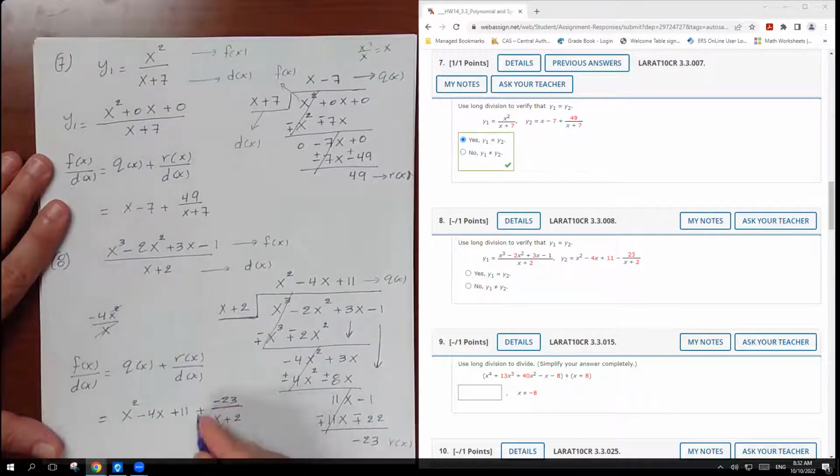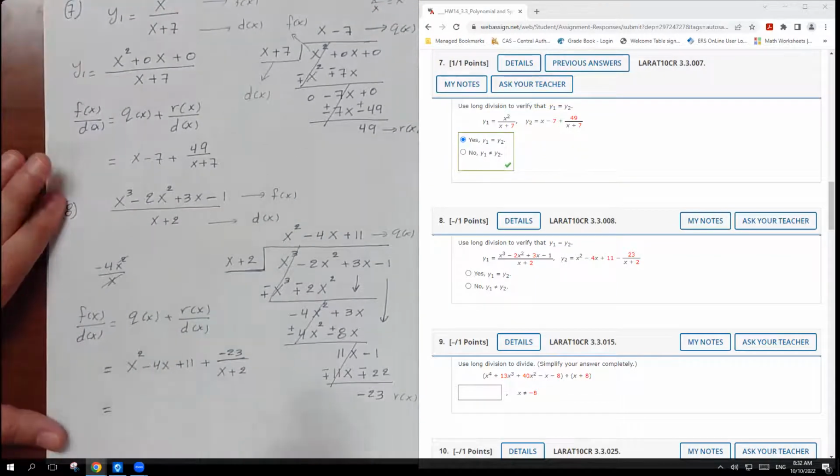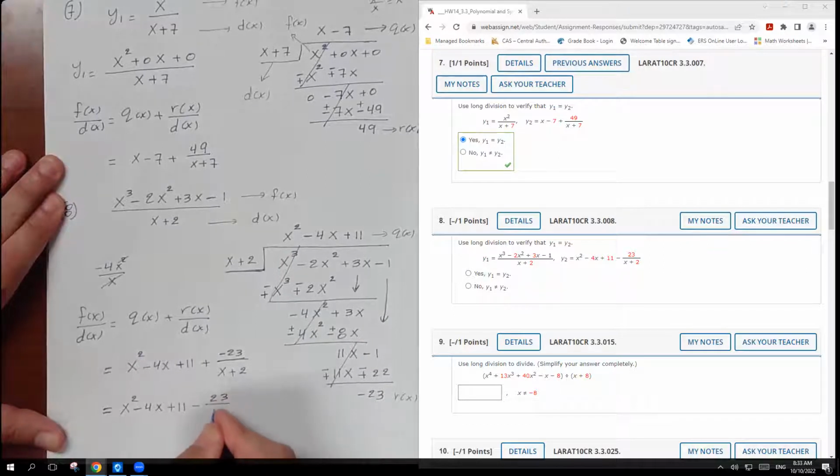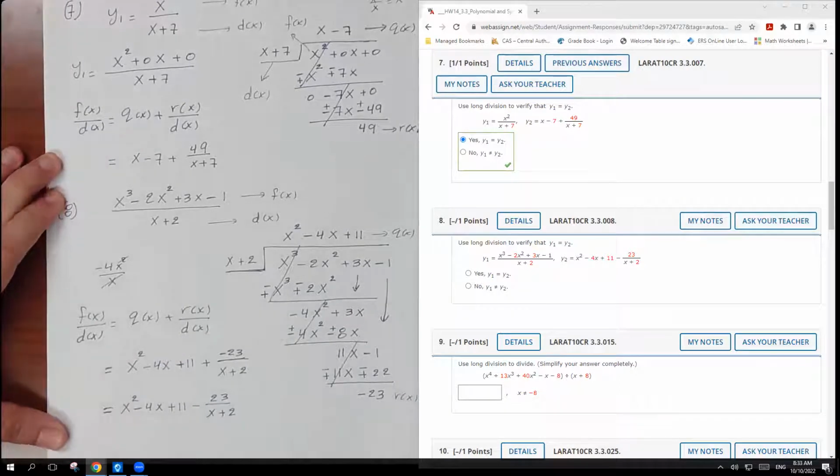Now I have two signs here. I'm just going to simplify it. So this one is going to be equal to x squared minus 4x plus 11 minus 23 over x plus 2, which is exactly what we have here, x squared minus 4x plus 11 minus 23 over x plus 2. So we're going to say yes, y1 equals y2.